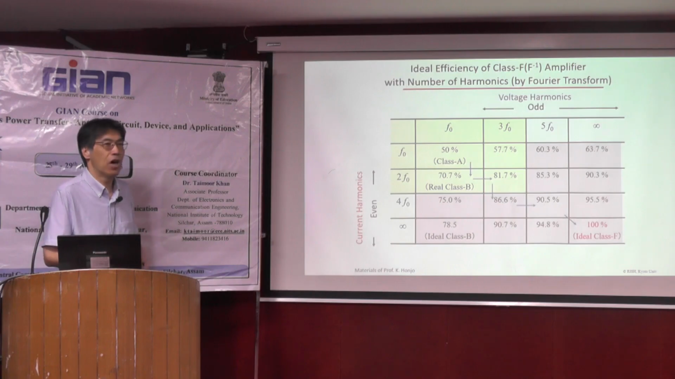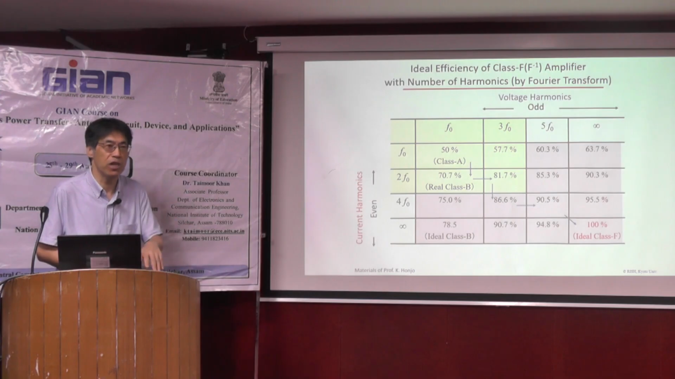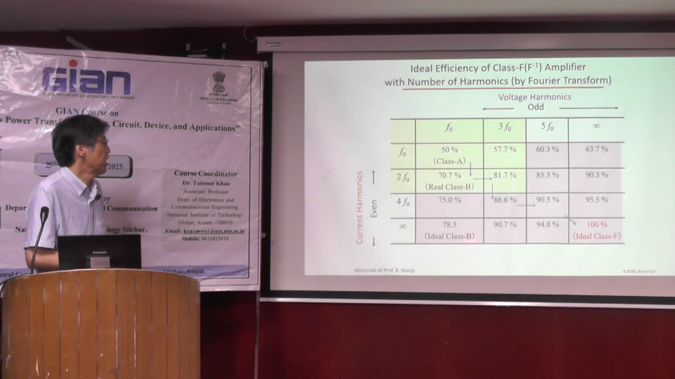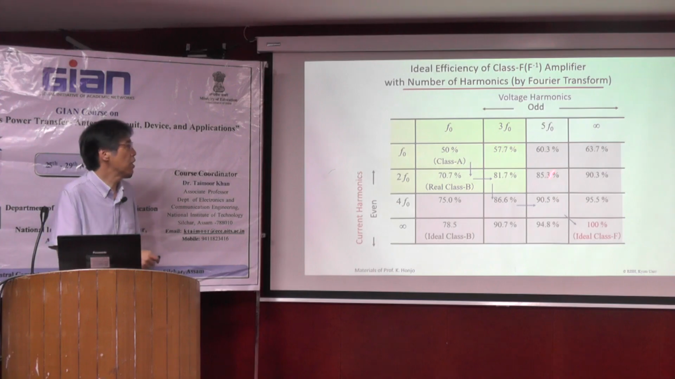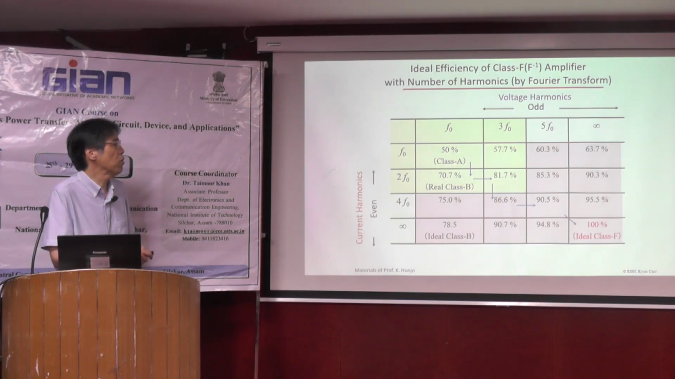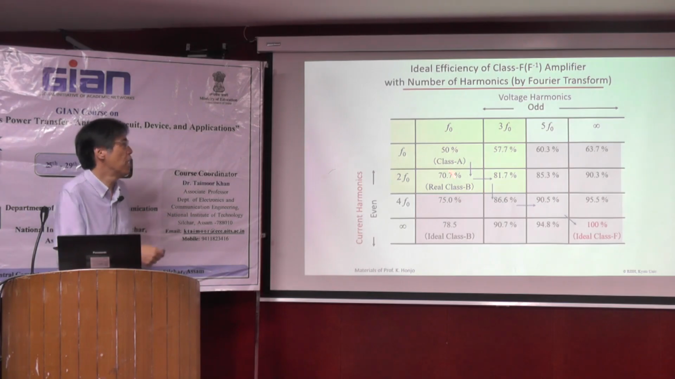And for class B, we change the bias voltage. In this case, ideally, class B can be realized with the help of the even harmonics of the current. And in class B, we don't use odd harmonics of the voltage. So when we studied the class A amplifier with the main frequency only, and when we change the bias voltage, we can reach class B here. And in this case, we use even harmonics of the current.